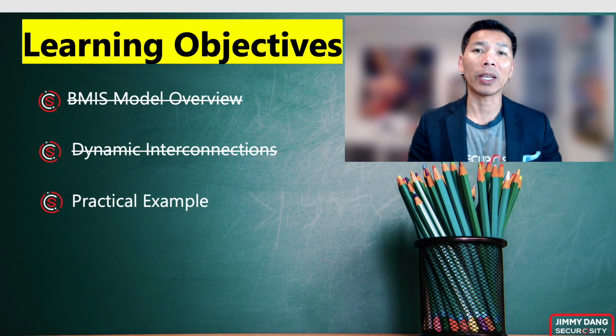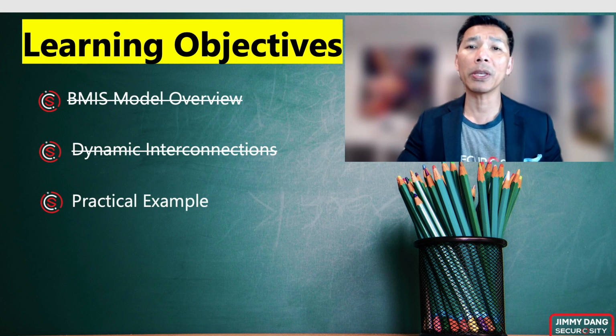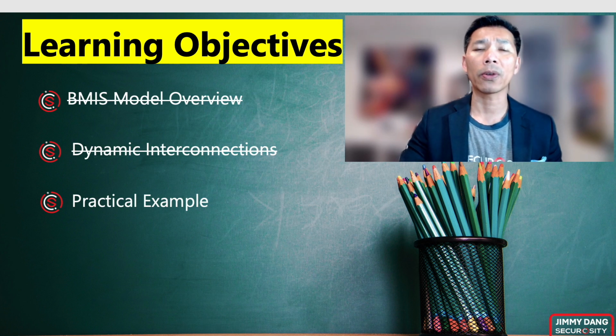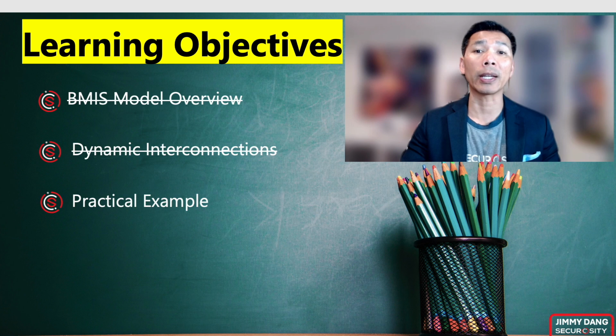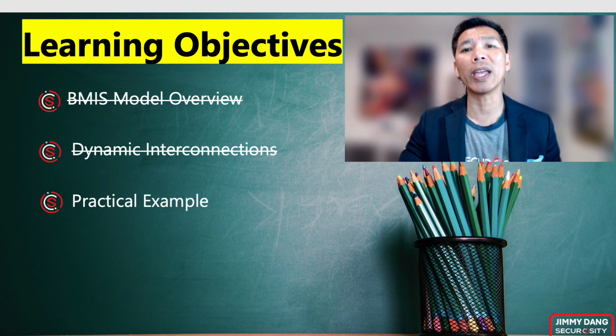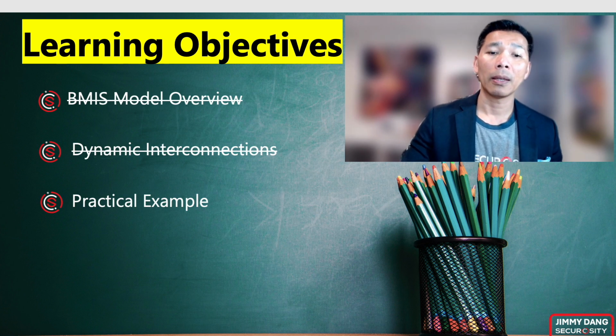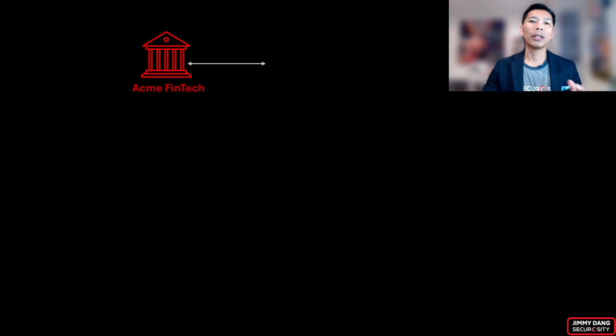Let's now use an example to illustrate how the BMIS model could be used to consider the security implications of an organization introducing a new AI payment system. Let's use Acme from the other example from the video that I created on the enterprise security program. Now imagine that we work at an Acme fintech company.